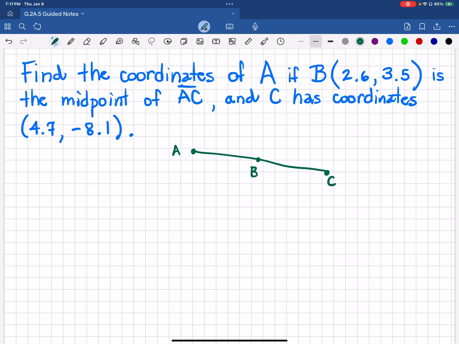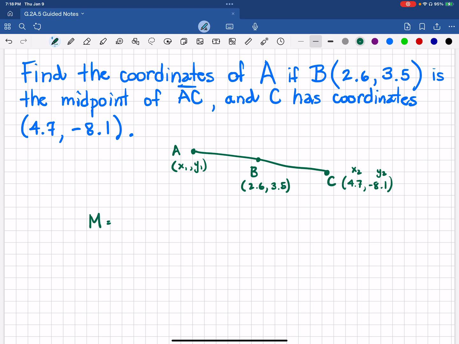And so that's what it should look like, something like this. I don't know if it's facing in the right direction. I'm just drawing it to get a visual. And so I know that C has the coordinates of 4.7 and negative 8.1. I know that B, which is our midpoint, is 2.6 and 3.5. And so I'm looking for A, which is going to be my x1 and my y1. So this will be my x2 and my y2. We're going to follow that same process that we did in the prior example.